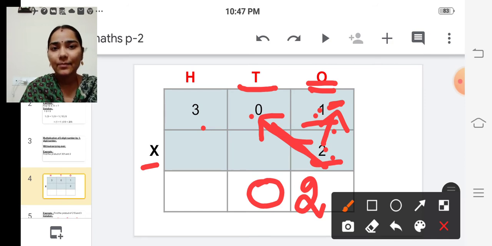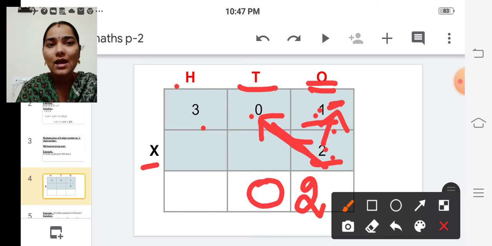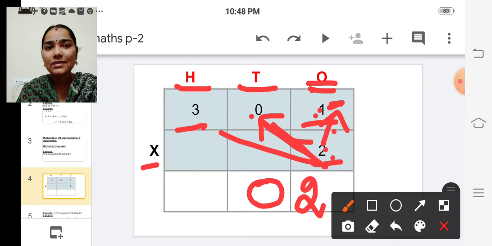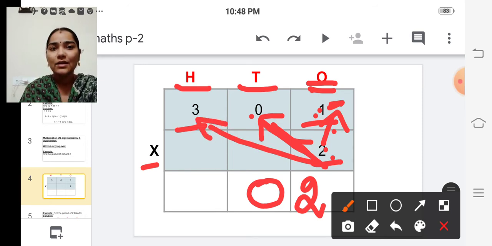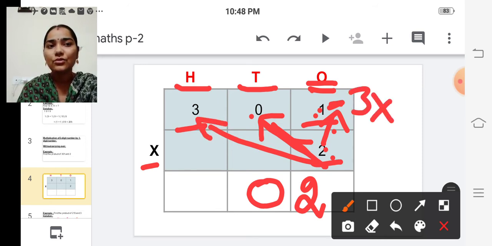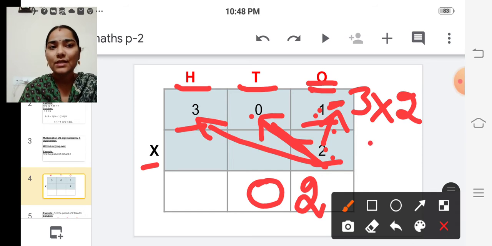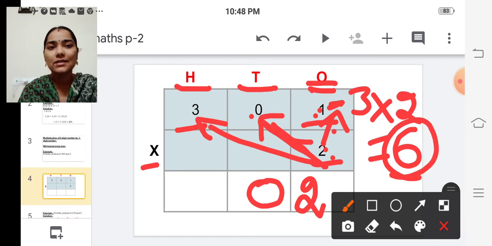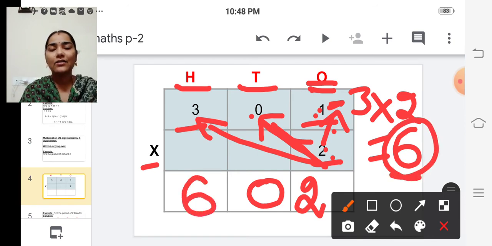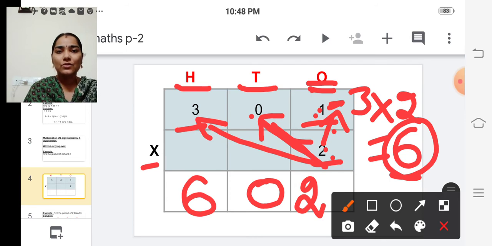So in the next step, we are going to multiply the digit in the hundreds place by this 2. Okay. So 3 into 2. 3 twos are 6, isn't it? So we have to write the 6 in the hundreds place. So we have got the answer. It is very easy, isn't it?